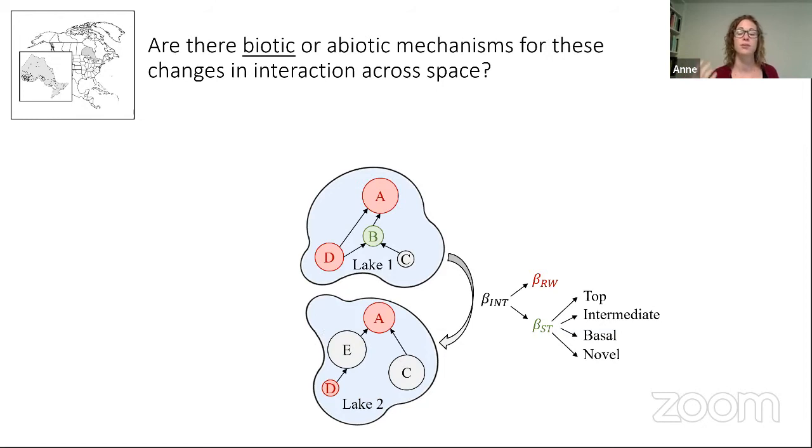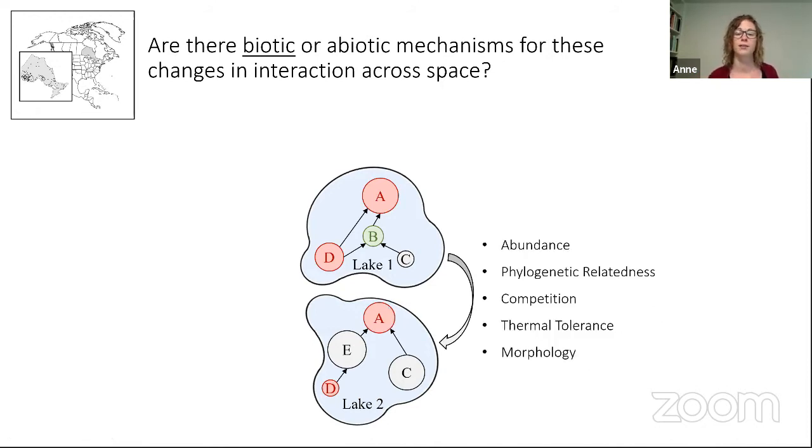If we start, the simplest one to envision is abundance. This is sort of just a neutral theory. If A and D are super abundant in Lake 1, the probability of them interacting is higher, so the likelihood that they will interact and that you'll observe this interaction is higher. In Lake 2, on the other hand, the population of D is quite low and also A. And so you just have a lower probability of interacting.